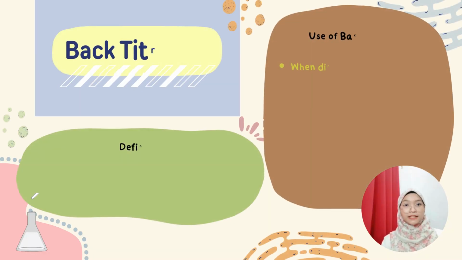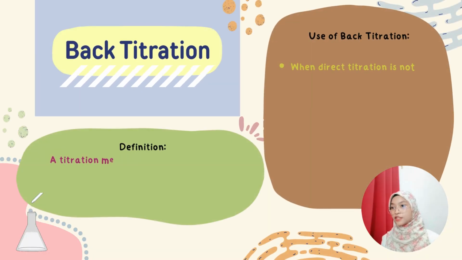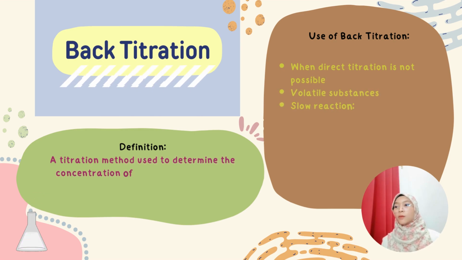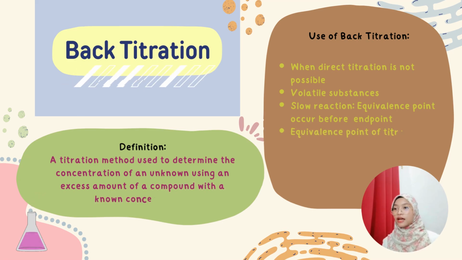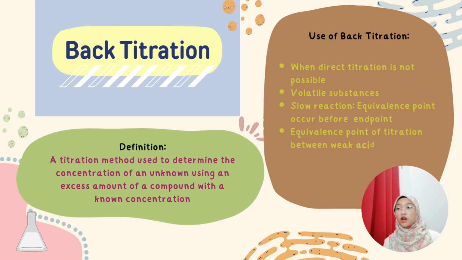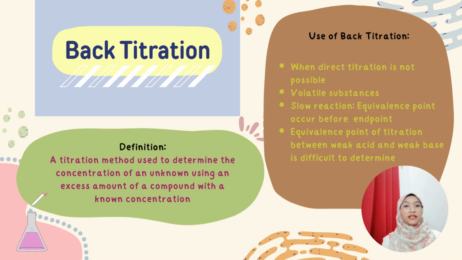Next we're going to talk about back titration. The definition is a titration method used to determine the concentration of an unknown using an excess amount of a compound with a known concentration. The reason that we react it with an excess of acid is to make sure that all of this base gets used up, and then what we do is find out how much of our acid is left over by titrating our leftover acid with another base.